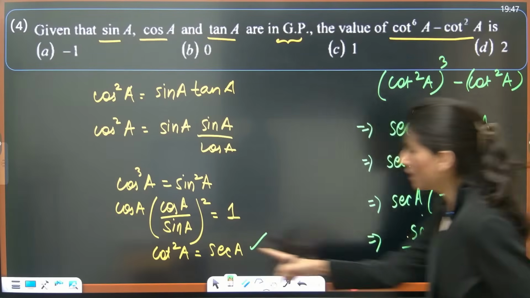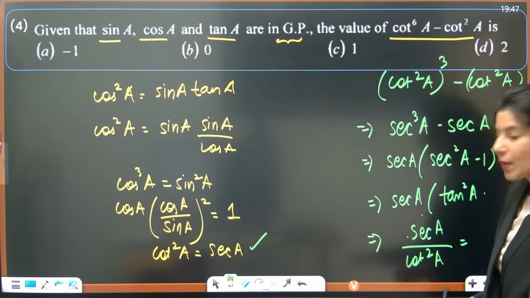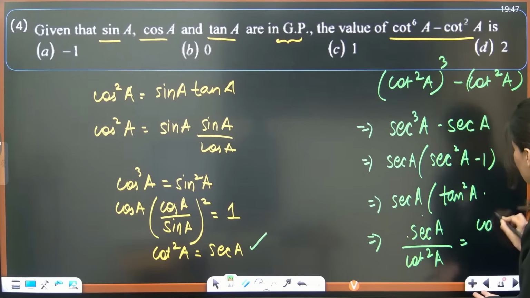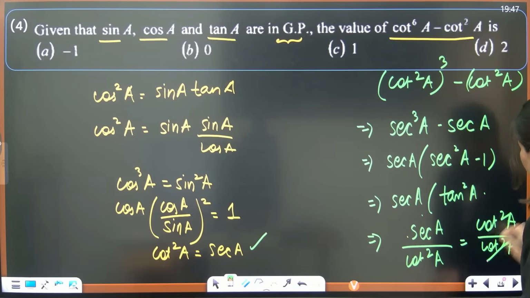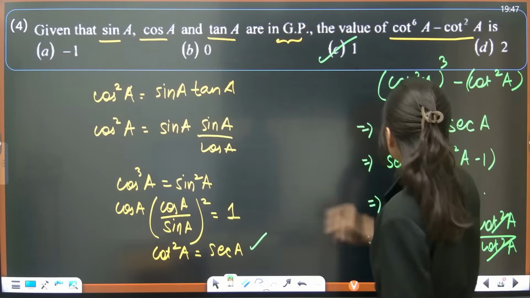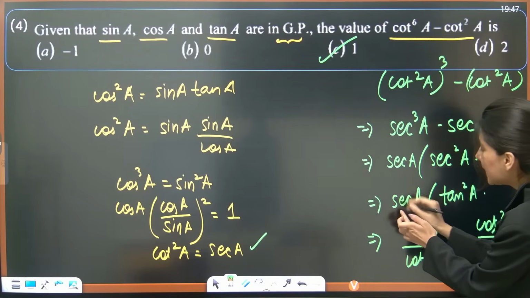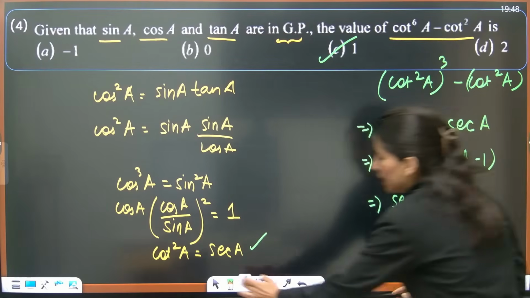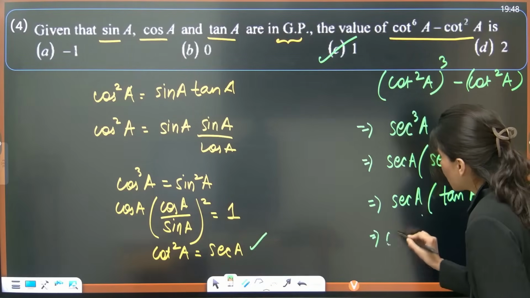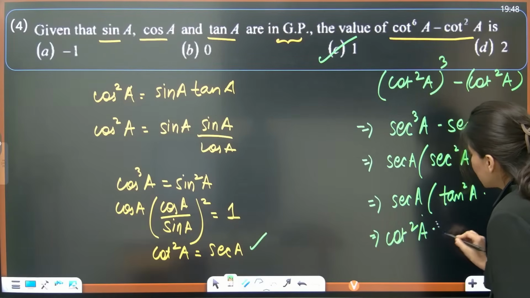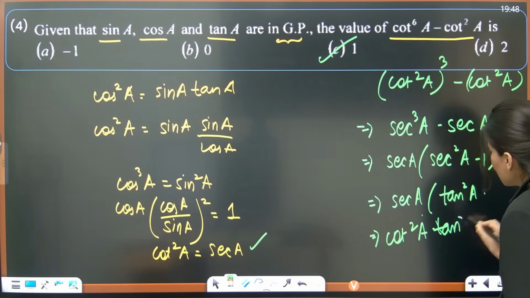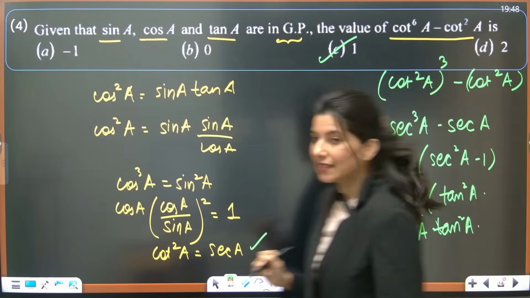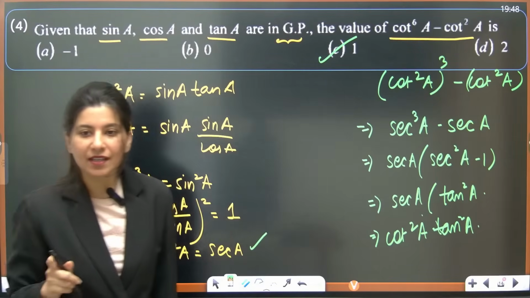Now understand, sec A is nothing but cot square A only. So this is cot square A upon cot square A, and that is going to give you option C. Here only you can say sec A. Here also. See, don't do this. Sec A at any given point can be written down as cot square A. So this is cot square A, this is tan square A, and this is going to be 1. Option C. Yes, everybody. Clear?